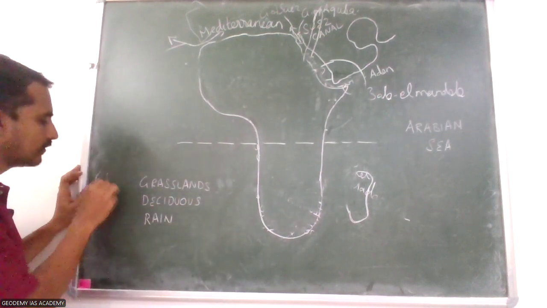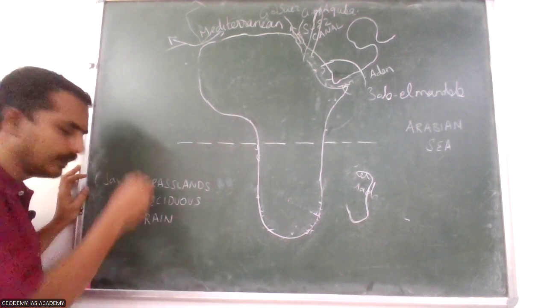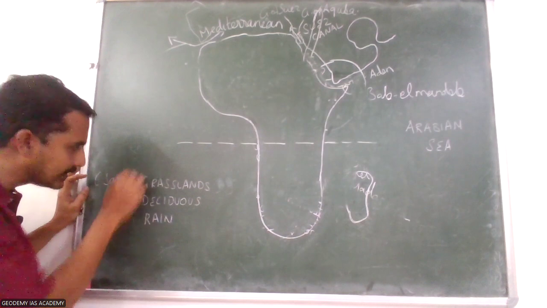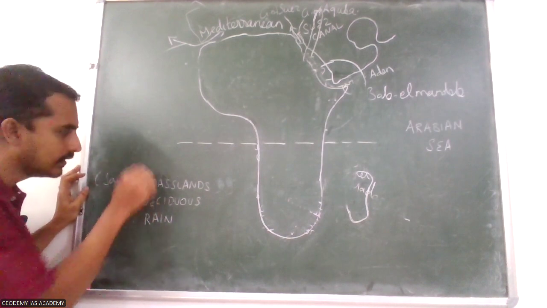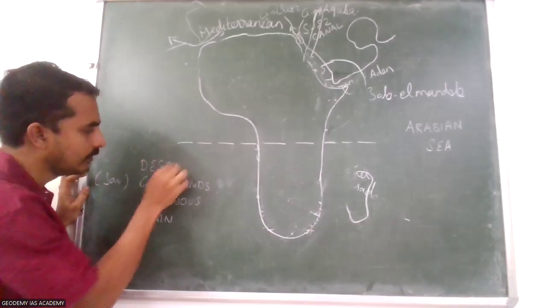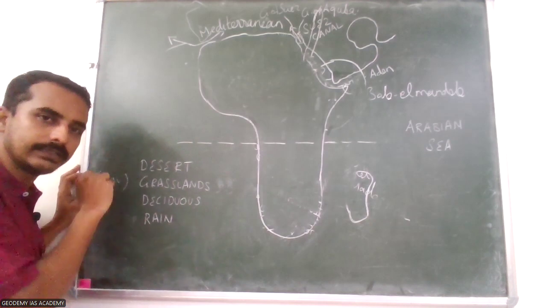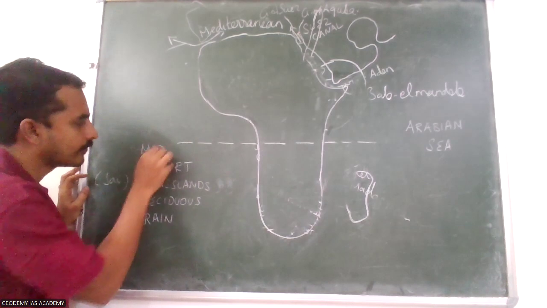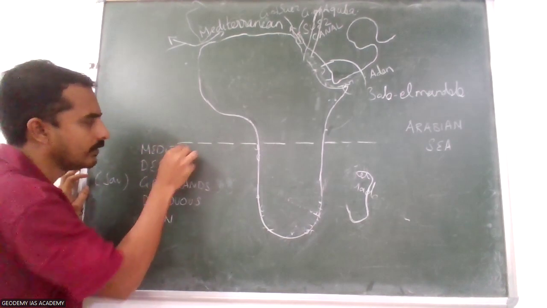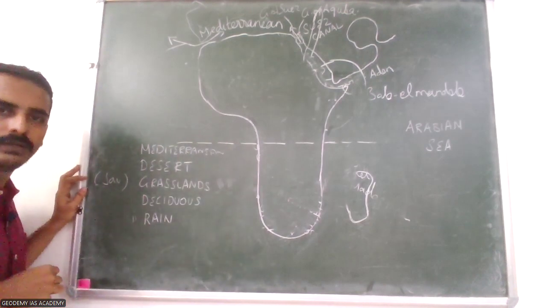So savanna grasslands will be there, and after grasslands it will be more dry, so gradually the rainfall decreases in this direction, right? Rainforest, deciduous forest, grasslands, then desert. So at the tropical, subtropical boundary, desert. After desert, here the Mediterranean type will be. Okay, Mediterranean type.